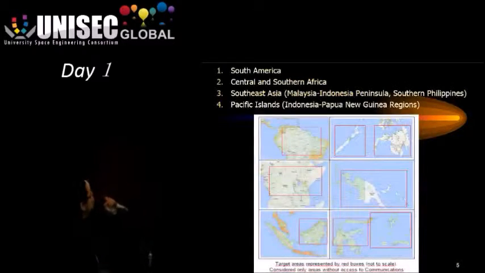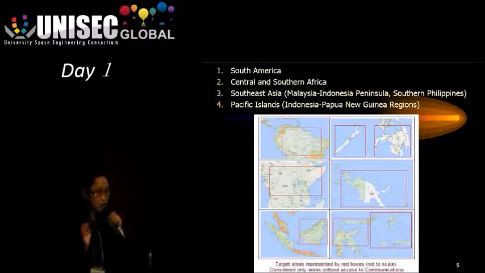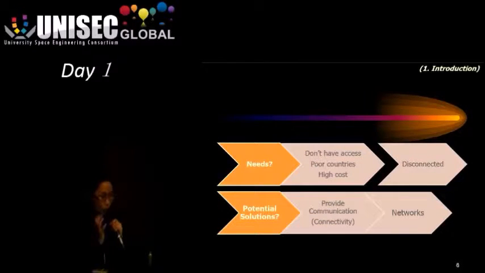So these people are mainly located in South America, Central and Southern Africa, Southeast Asia, and the Pacific Islands. You can note there that the shaded colors have access, but areas as entire as Indonesia have no access to communication or limited access to communication. So we now know the need. They are developing countries, and the need for access is high. Mostly these people are disconnected.